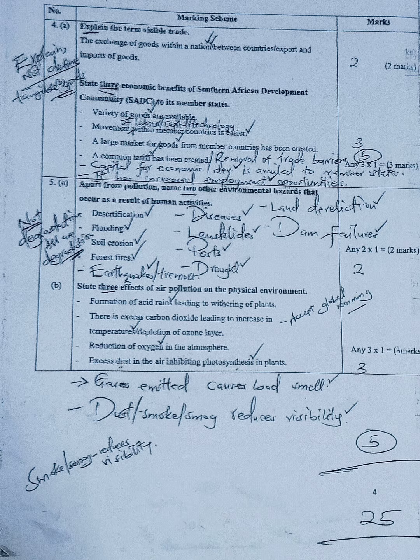Question 5A, apart from pollution, name 2 other environmental hazards that occur as a result of human activities. So here you could talk about, here you be careful not to mention pollution because it has already been mentioned. Number 2, we are mentioning environmental hazards. Number 3, we are mentioning hazards that occur only as a result of human activities. So here you could talk of desertification, you could talk of flooding, you could talk of soil erosion, you could talk of forest fires, you could talk of dam failures, and you could talk of land dereliction.